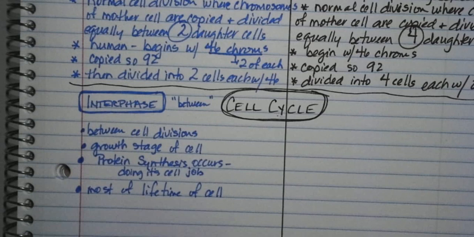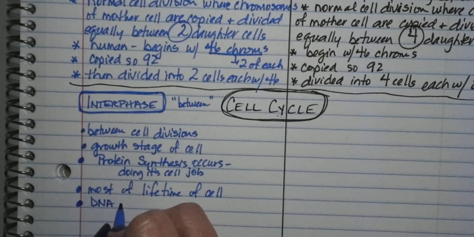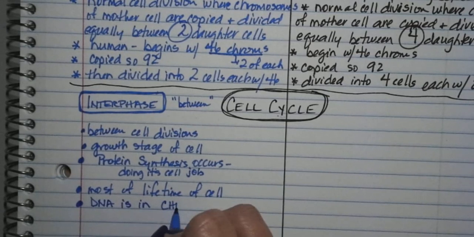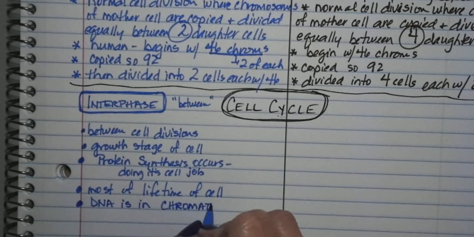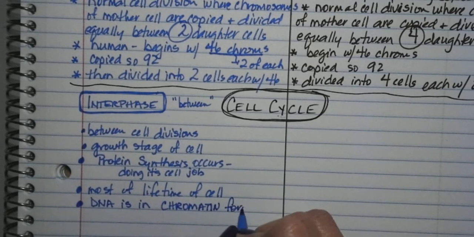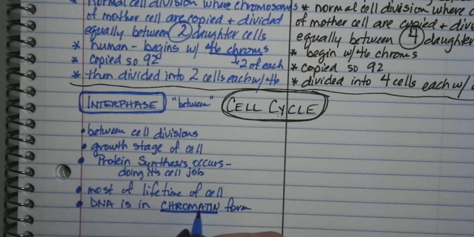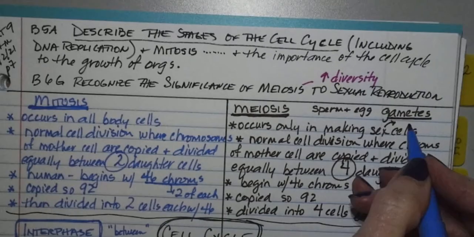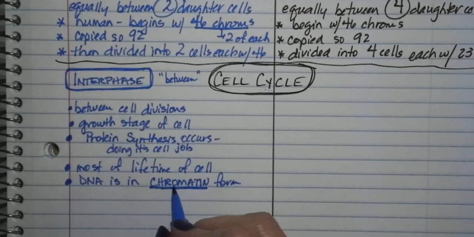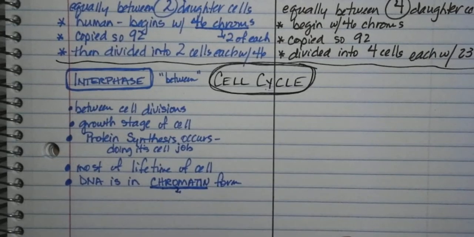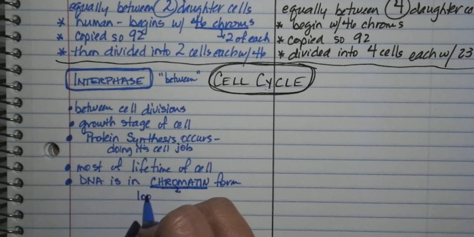Now, at this phase, DNA is in chromatin form. And I'm going to underline this. Here's another vocabulary word. So you had gametes up here, right? Gametes. And you have chromatin. Chromatin is loose, unwound DNA. So loose, and I'm going to run right across my line here. Loose, unwound DNA. It's not visible in the microscope.